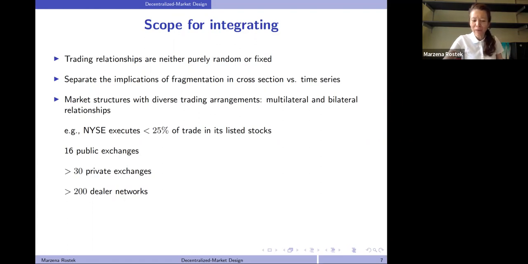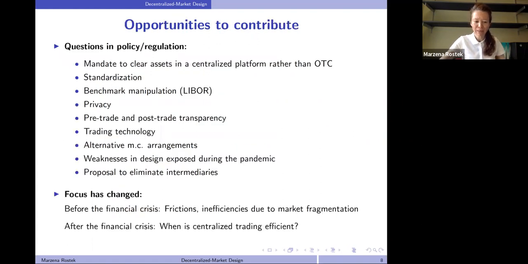Now, by no means is this meant to be an exhaustive account of the literature, of the models in the literature, but these two classes of models have been developed a bit more broadly. Right, so next I would like to talk a little bit about how the focus in terms of questions has evolved in the literature, and why decentralized market theory will be different.